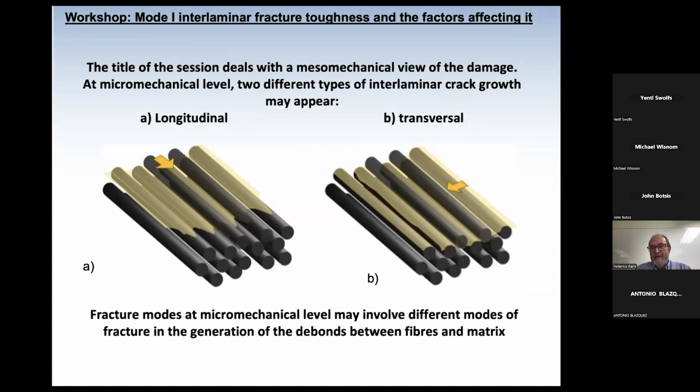So, regarding the particular focus of this workshop, we have this scheme where we can see that at the micromechanical level, when we say mode one, we are talking about the mesomechanical level. At the micromechanical level, basically a damage like delamination consists of connected debonds that can grow as represented on the left-hand side, longitudinal with the direction of the fibers or transverse to the fibers. Obviously, at the micromechanical level you may have involvement of modes one and two associated with the interface between fiber and matrix. But in this case, we are referring to mode one at the mesomechanical level.